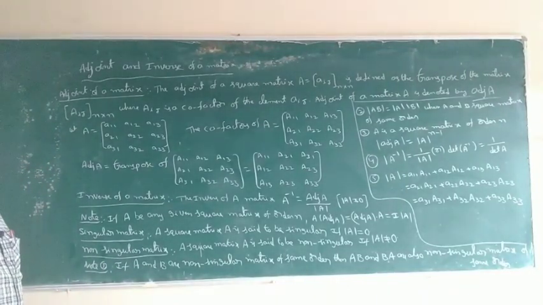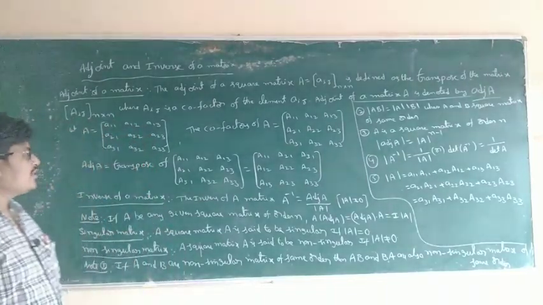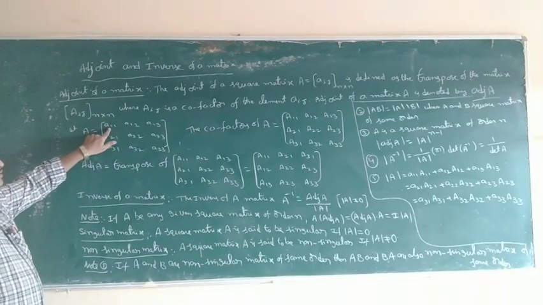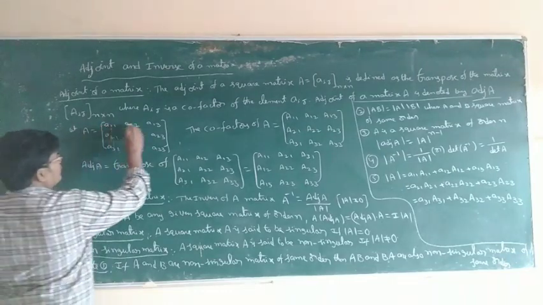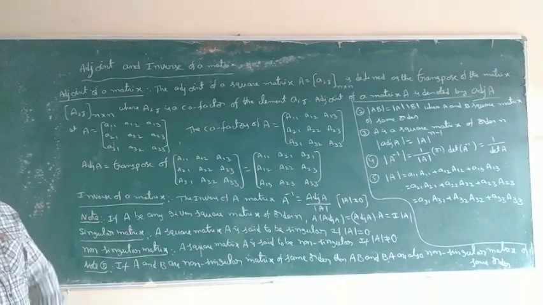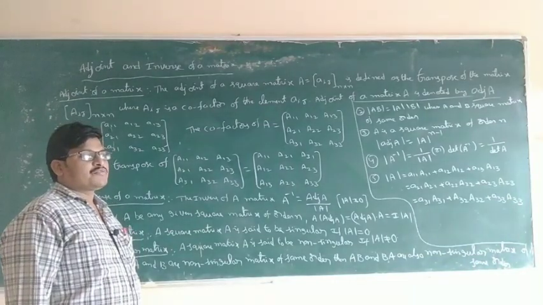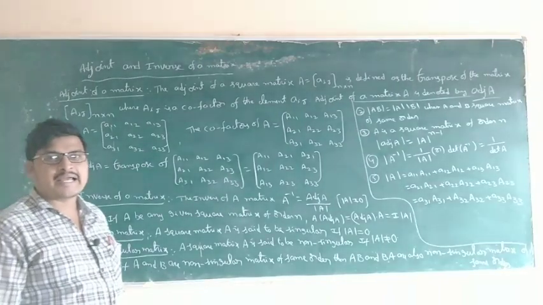Yesterday, what did we learn? Minors and cofactors. What is the minor? The minor of small a11 means the corresponding row and corresponding column deleted, and the determinant of the remaining 2 by 2 matrix. The minor is denoted by capital M. Minor of small a11 is capital M11.